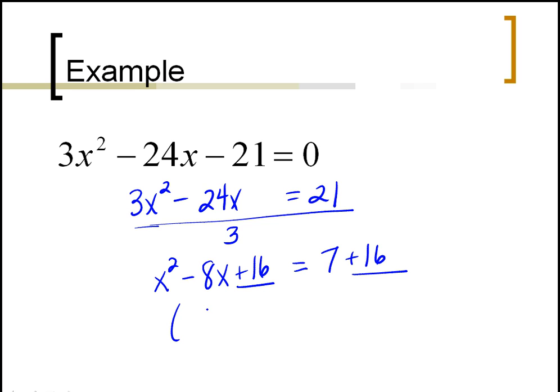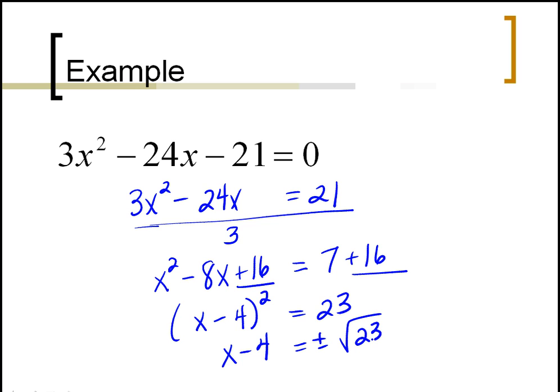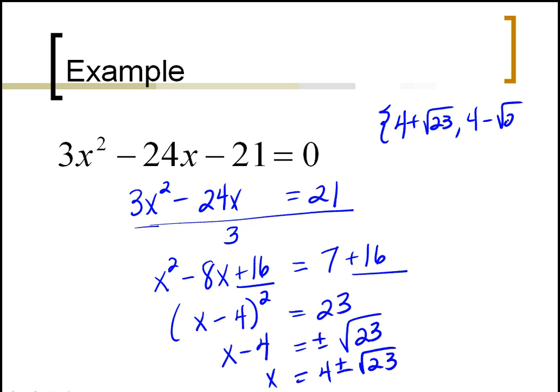So we would get x minus 4 times x minus 4, or x minus 4 squared, is equal to 23. So applying the square root property, we get x minus 4 equals plus or minus the square root of 23. And then we can add 4 to get 4 plus or minus the square root of 23. So our solutions are 4 plus the square root of 23 and 4 minus the square root of 23. So this is completing the square.